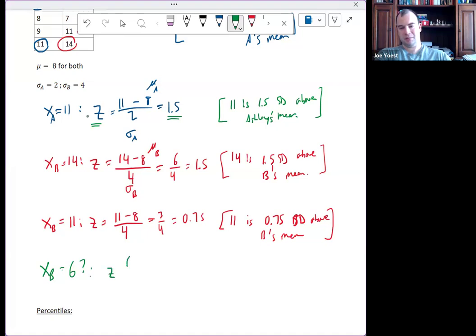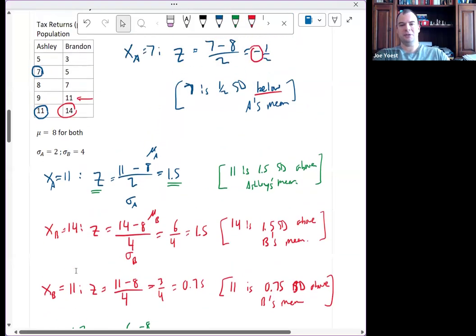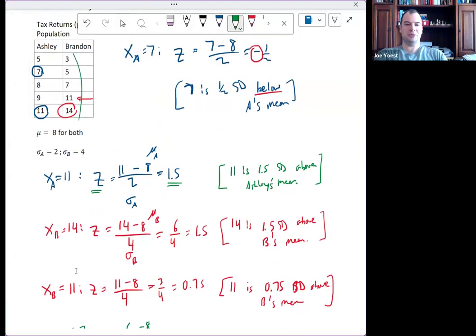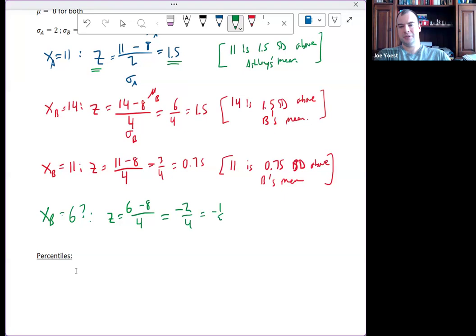Well, I can compute it just the same. 6 minus 8 over 4, subtract Brandon's mean of 8, divide by his standard deviation of 4. There's nothing wrong with this, right? Nothing is broken or anything by using 6, even though we don't see a 6 explicitly in Brandon's data set. But this gives me negative 2 over 4, negative 1/2. So 6 is 1/2 of a standard deviation below Brandon's mean.